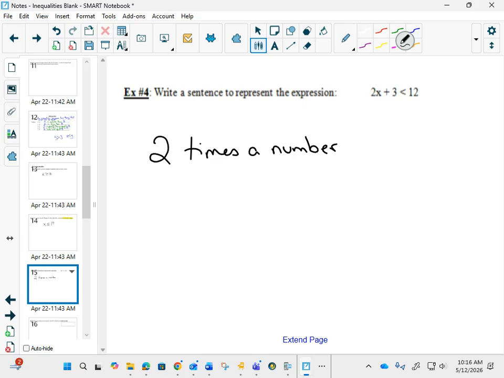Wait, what about example 3? Did I miss one? Yeah. Okay, we'll go back and do 3 in a second. 2 times a number plus 3. And how do I write this one? Is less than 12. 2 times a number plus 3.